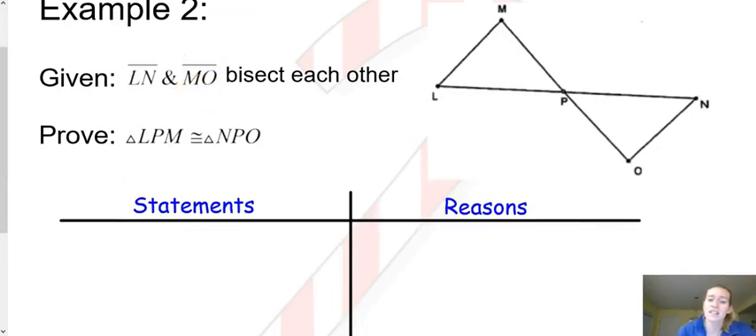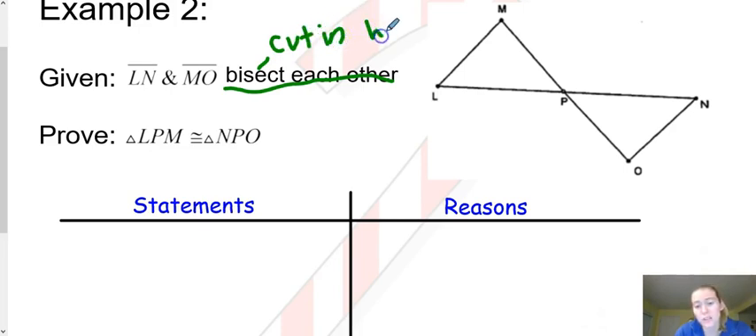So here they've given us that LN and MO bisect each other. Remember, bisect means to cut in half into two equal pieces. So I'm going to go to line LN. So here is LN, and I'm going to say that LP is congruent to PN. They also said that it bisected MO. So now I'm going to go to MO, and I'm going to say MP is congruent to PO.